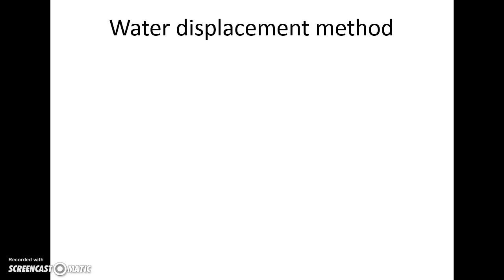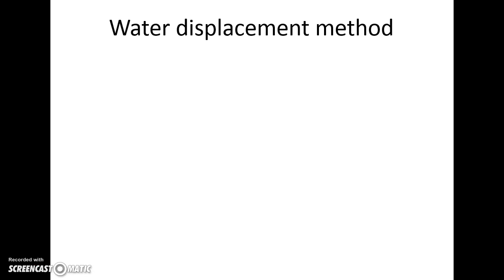Here is the water displacement method. Did you ever do this? Try sitting in a bathtub filled with water. Instinctively, we never fill it to the top because what would happen is if you sit in it, all of the water will come out and make a big mess. So instinctively, you put less water in the bathtub.